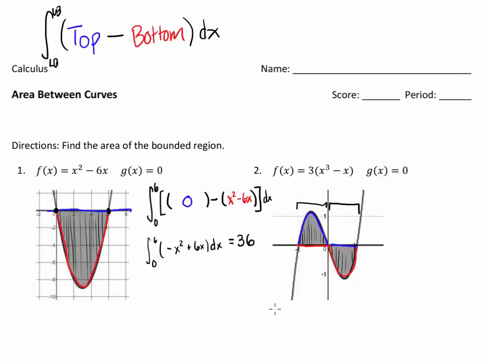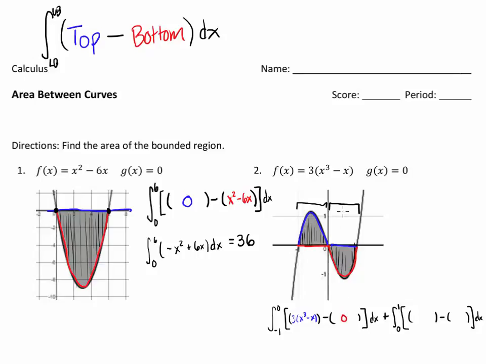So what I'm going to do, we'll do it down here, the integral from negative 1 to 0 of my top minus my bottom dx, plus the integral from 0 to 1 of top minus bottom dx. Okay, so in this little one right here, this equation is the top, so 3 times x cubed minus x, and 0 is the bottom.